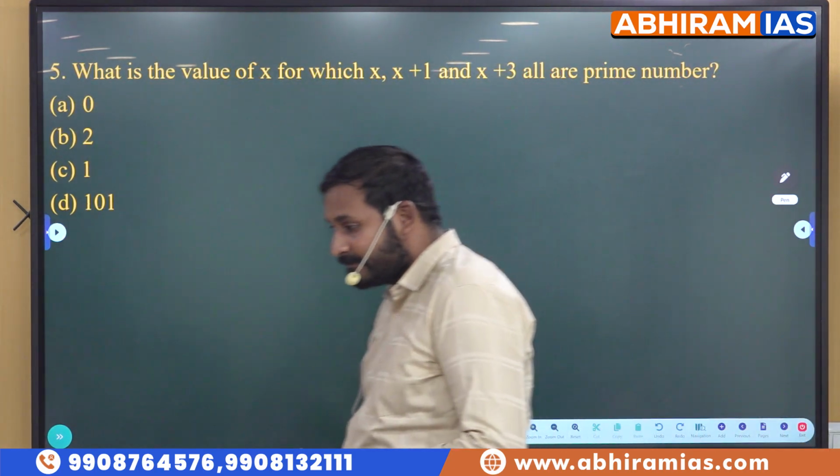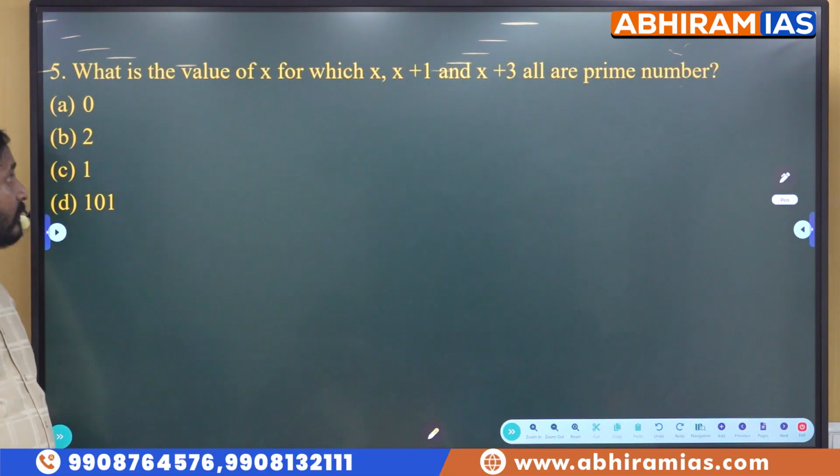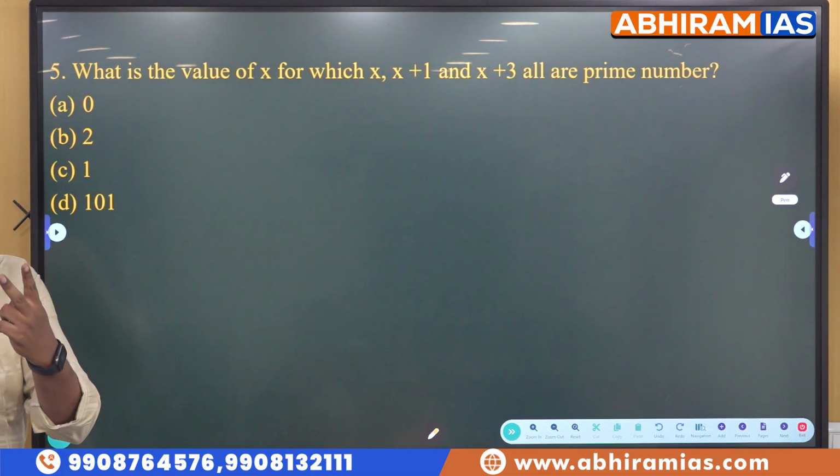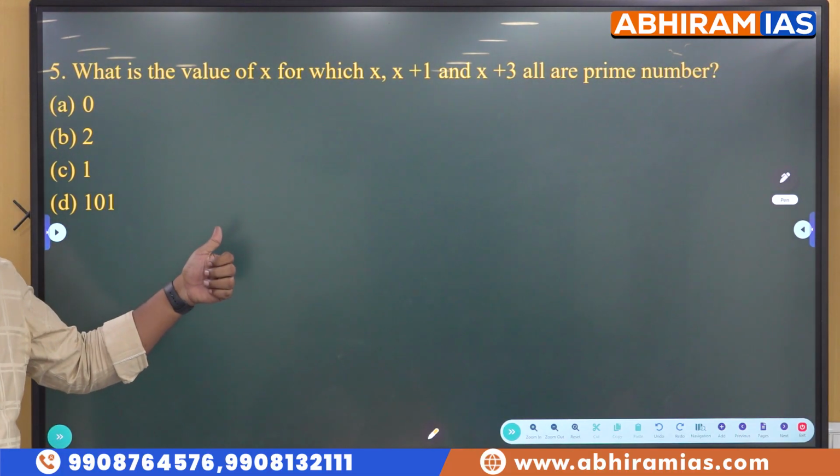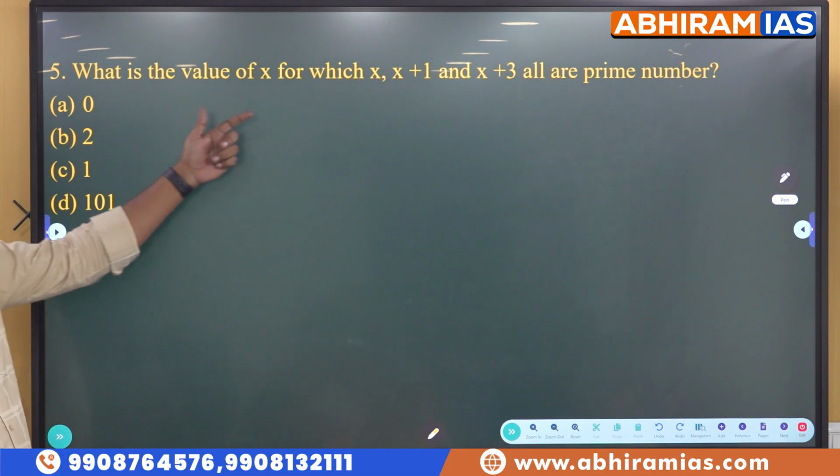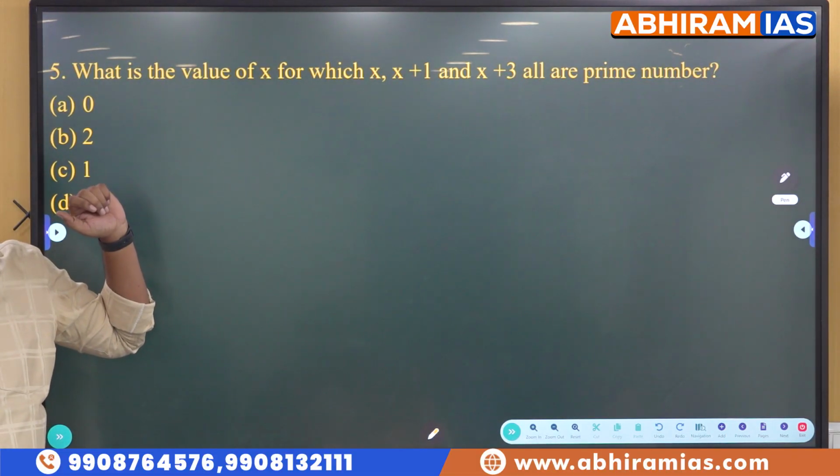Now please see this one. What is the value of x for which x, x plus 1 and x plus 3 are all prime numbers? Two ways you can do it. The first one is option substitution. You can substitute each and every option in place of x and verify it.